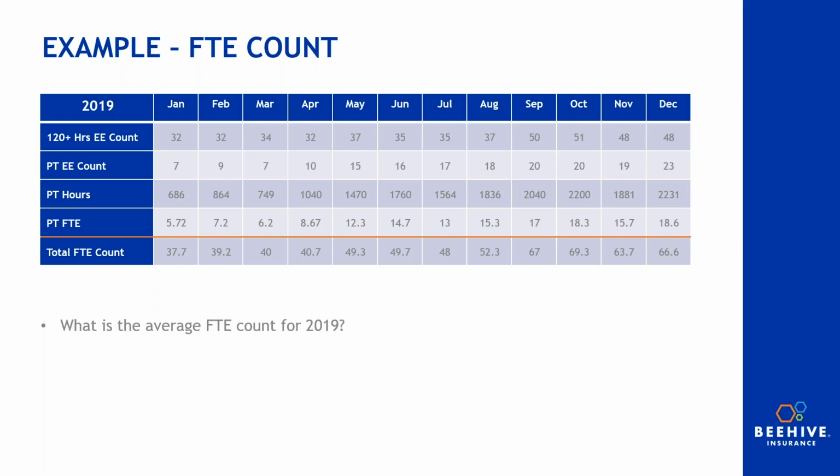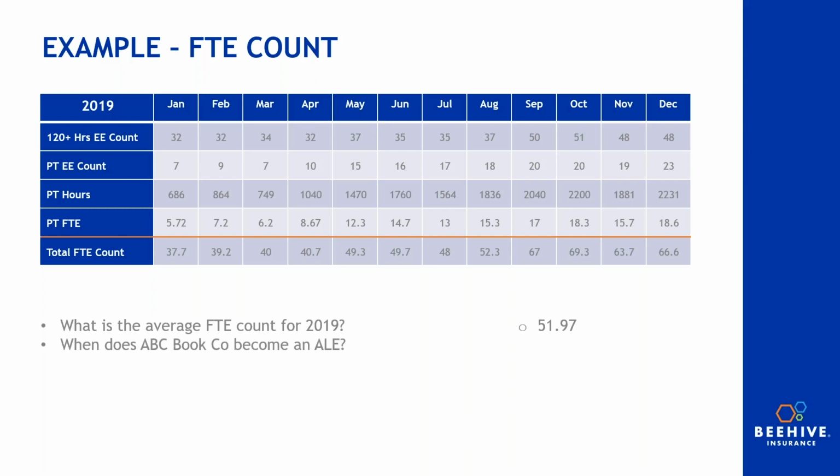One error some people might make is they might look at this and say, well, January through July, the full-time equivalent is less than 50, and that's more than half the year. So the average is less than 50. But that's not true, and that's not how the IRS wants us to do the average. We are going to add up all 12 months and then divide by 12. So our average ends up being nearly 52. This is more than the 50 FTEs required to be an applicable large employer.